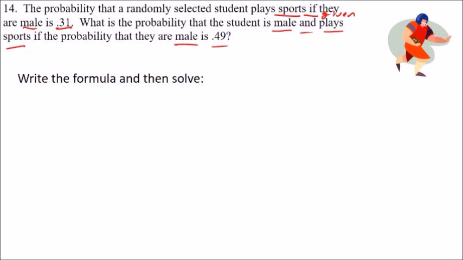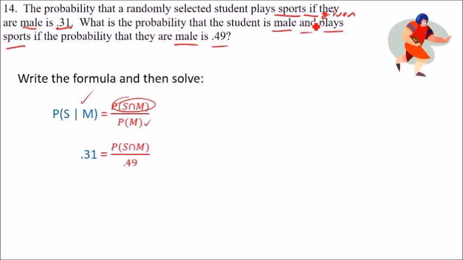So this one's a little bit different. Okay, with this one we're going to have to solve for something. So I'm going to write out the formula. So I'm looking at the probability of sports and male, sports given male is equal to the probability of sports and male divided by the probability of male. Well, I know the probability of male. I know the probability of sports given they are male, but this is the one I'm trying to find. So we're just going to plug in the information that I know, and then we can solve for that one up there.